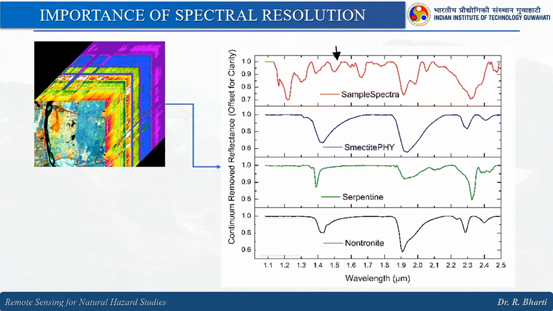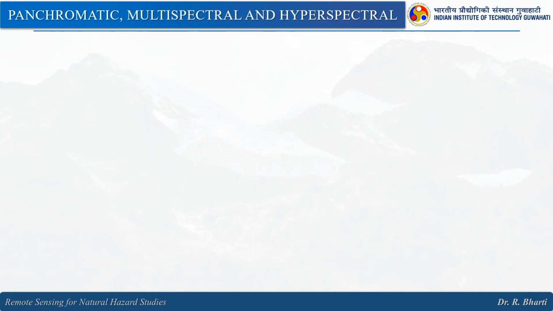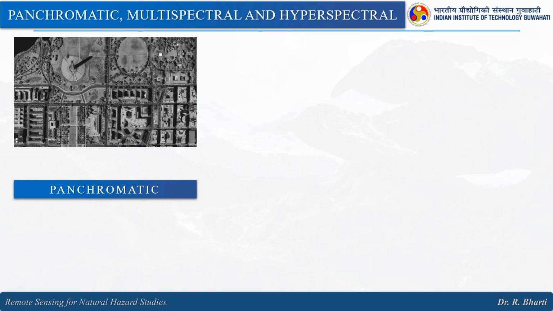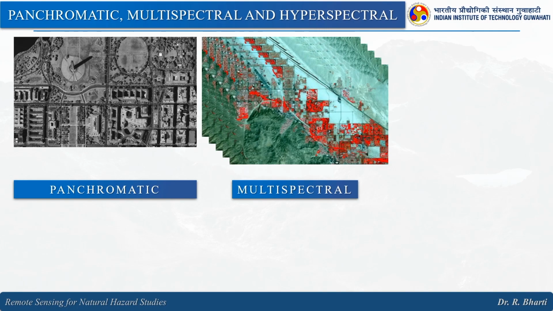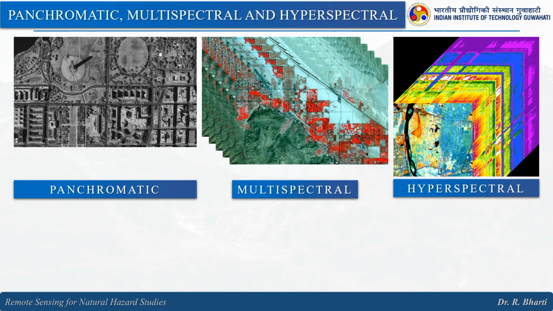When we have more, or high, spectral resolution, we get this kind of spectral feature, where we can identify minor changes in the composition, which is not possible with multispectral data. Now I will try to explain panchromatic, multispectral and hyperspectral.